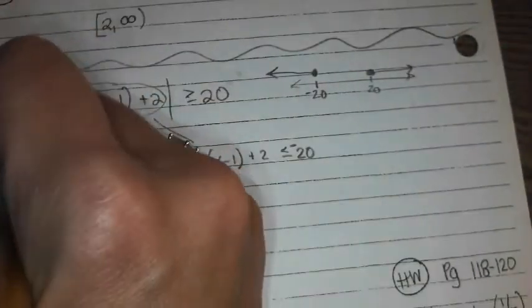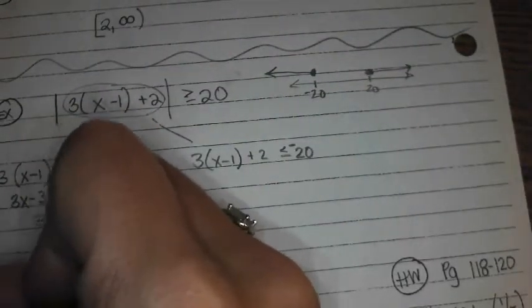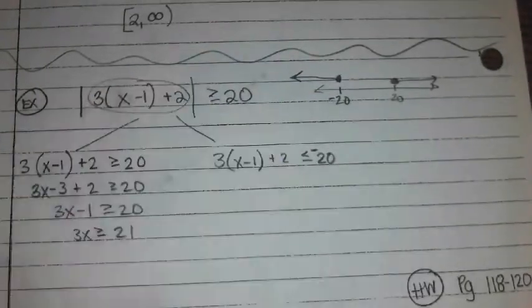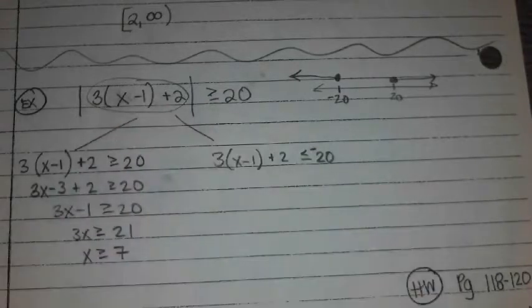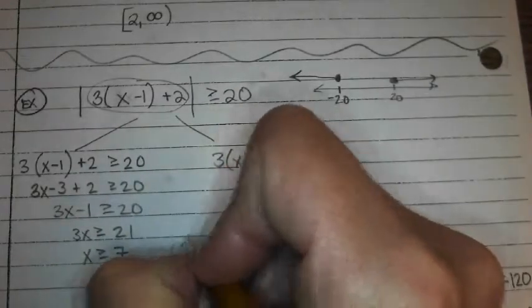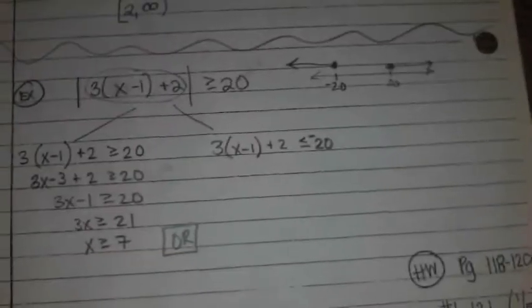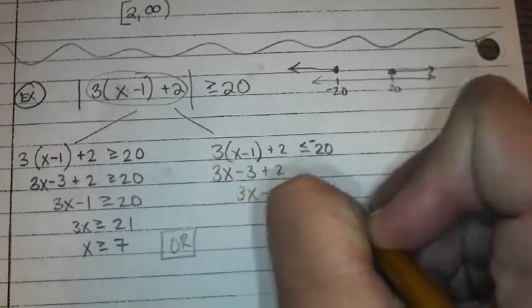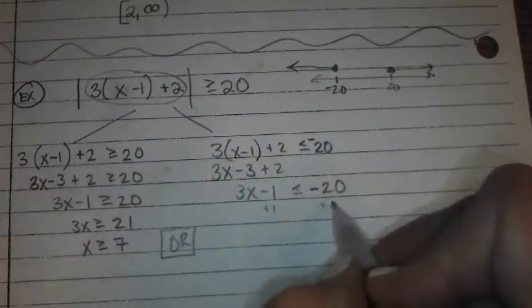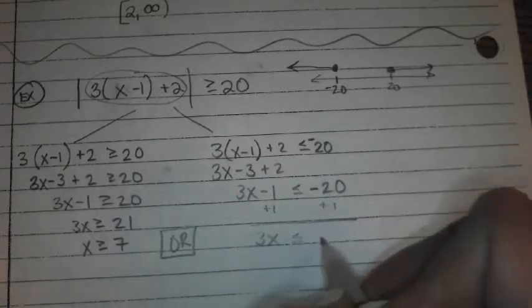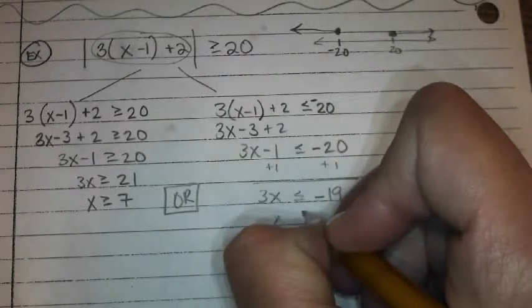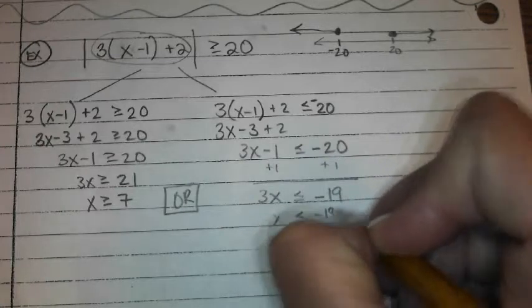So I would solve each of these separately. 3x minus 3 plus 2 greater than or equal to 20 gives me 3x minus 1 greater than or equal to 20. Gives me 3x greater than or equal to 21. And x is greater than or equal to 7. Or this. Same thing on the other side. Just when you add 1 to both sides now, it's going to bring you in the other direction. 3x has to be less than or equal to negative 19. And then I divide 3 on both sides, and x has to be less than or equal to negative 19 thirds.